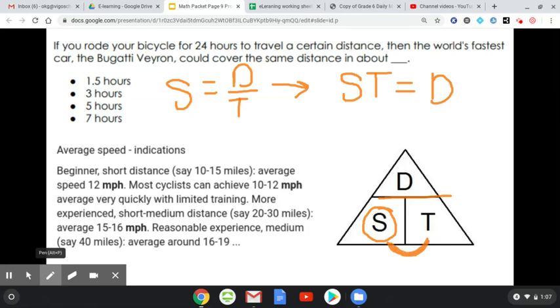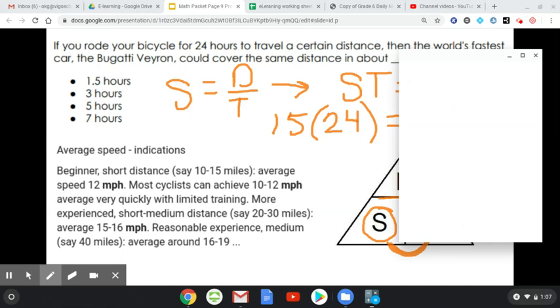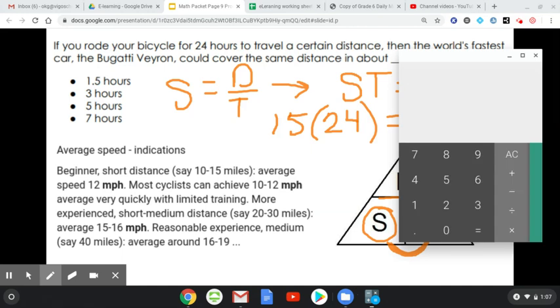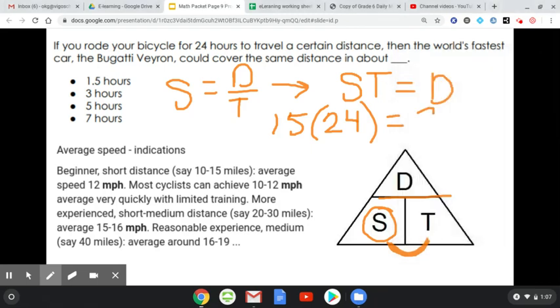So my speed is going to be 15, and my time is 24 hours. And that's going to give us our distance, right? So I'm going to pull up a calculator really quickly, and I'm going to see what I get when I take 24 times 15. 24 times 15 is equal to 360, and that's 360 miles, right? Okay, we're going to take that distance and we're going to apply it to the Bugatti.